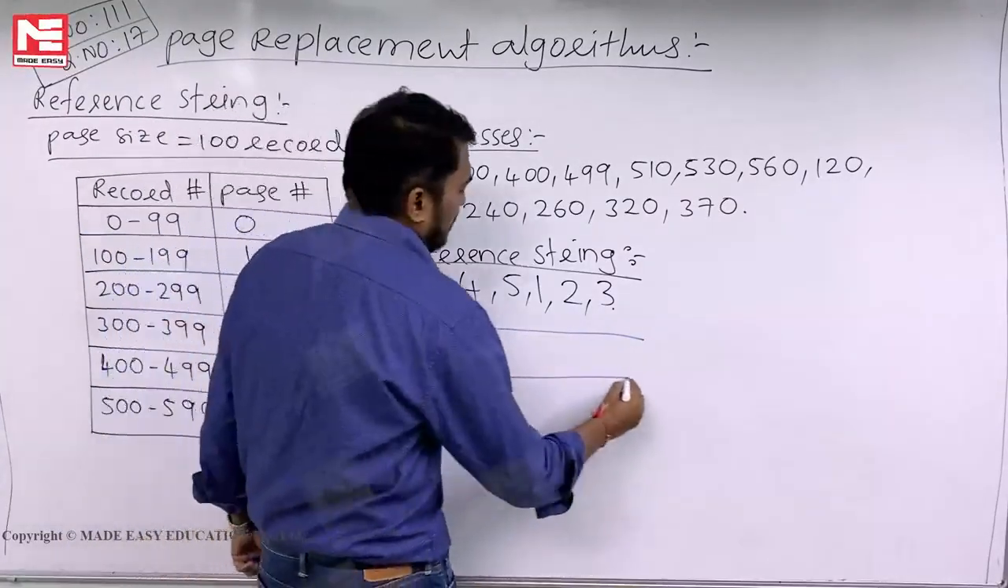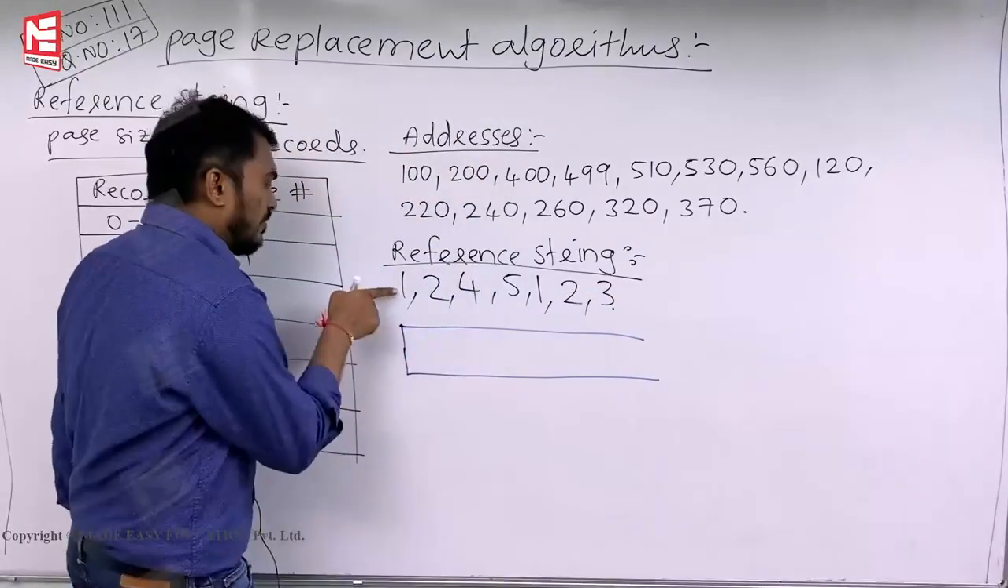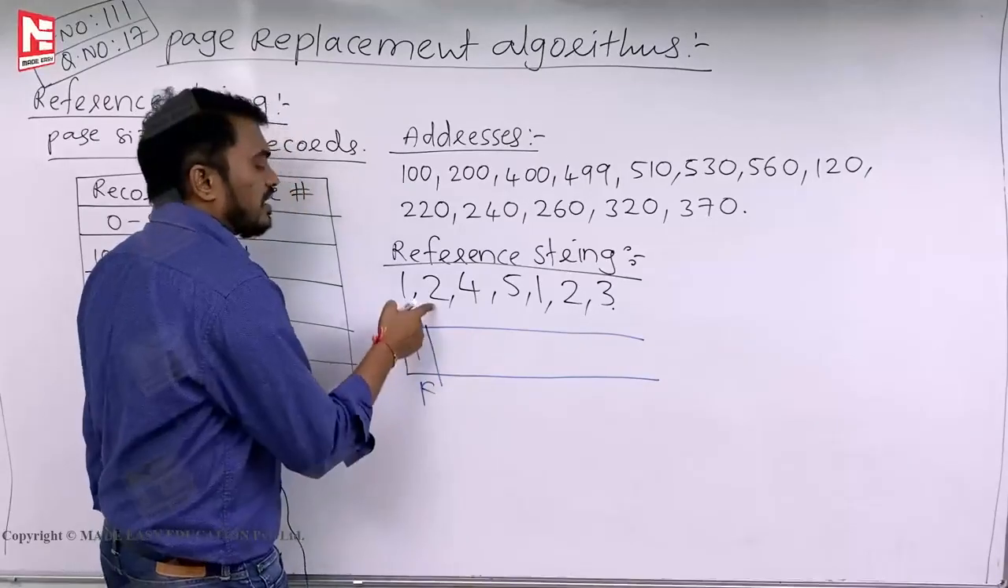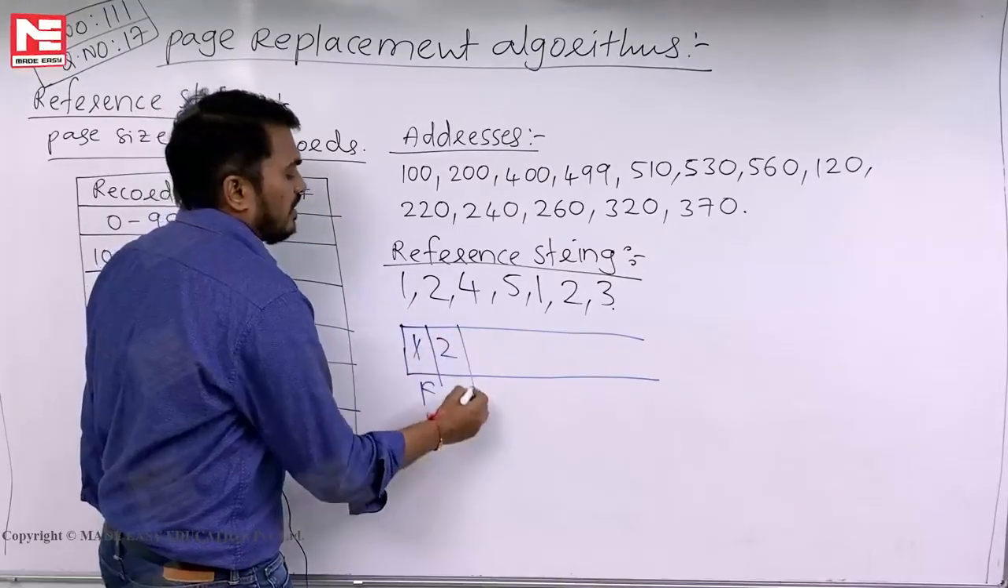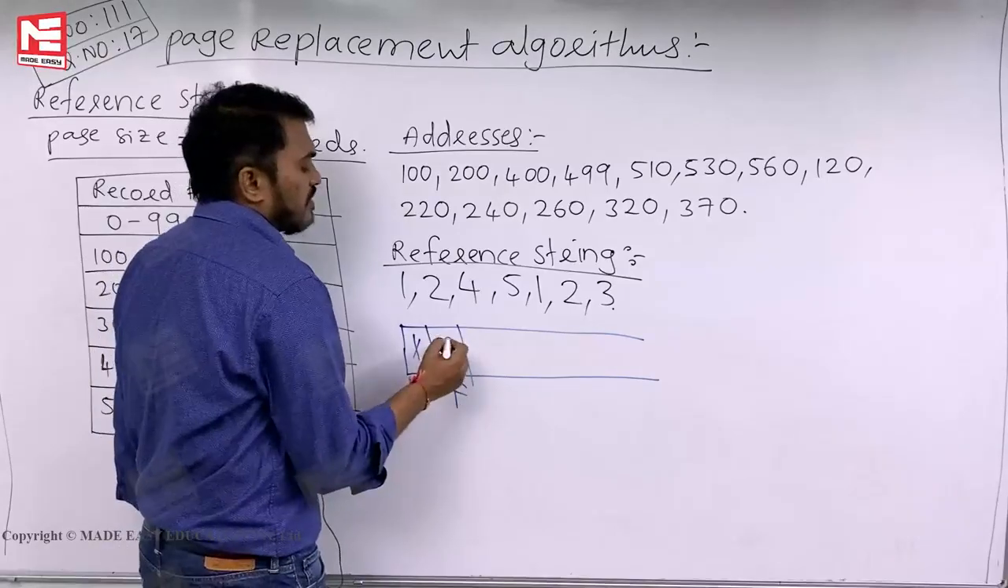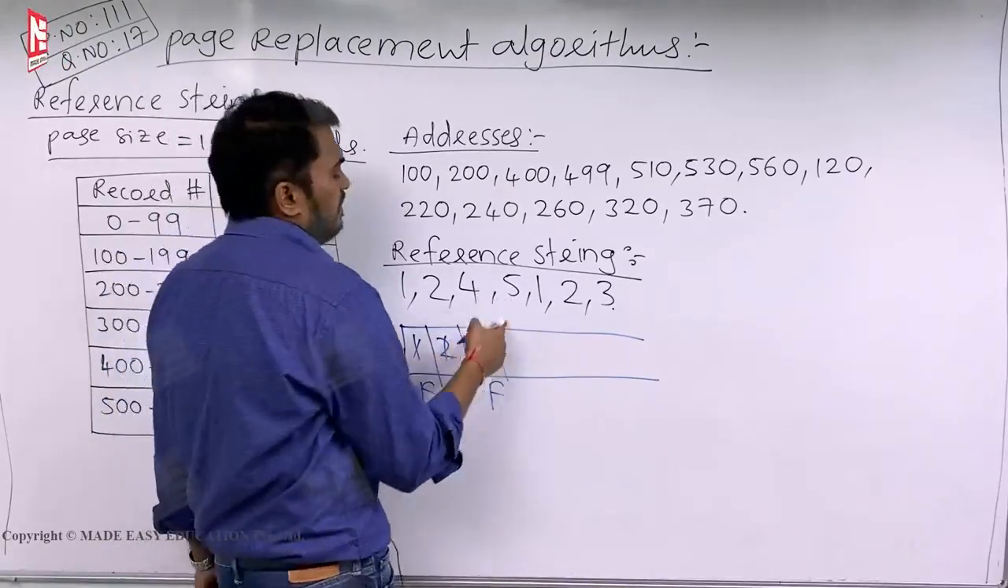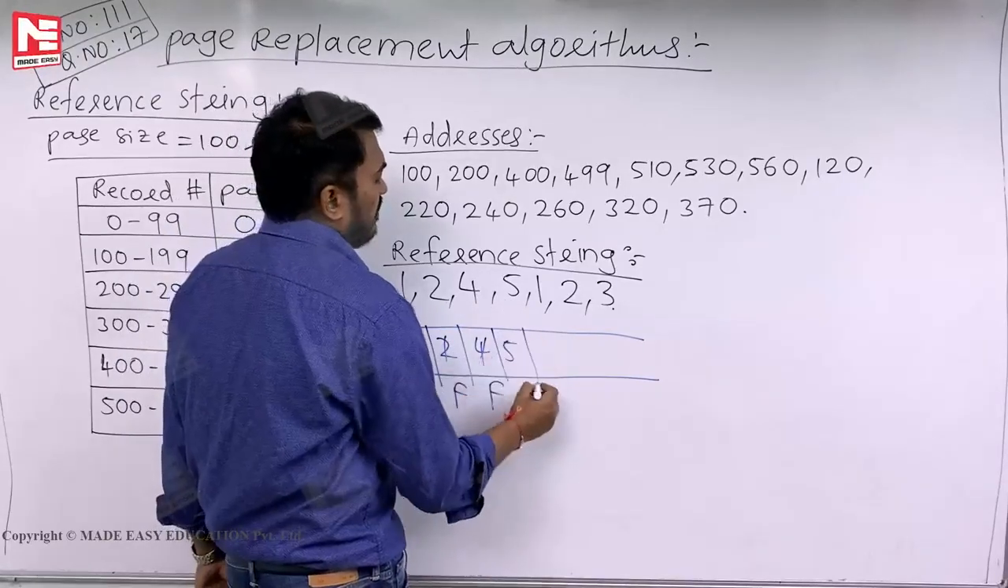Listen here. If you are having only one frame, first you load page number 1. That is not available, so there is a page fault. Next is 2, not available, that is a page fault. Next is 4, not available, again a page fault. Next is 5, also not available, again a page fault.